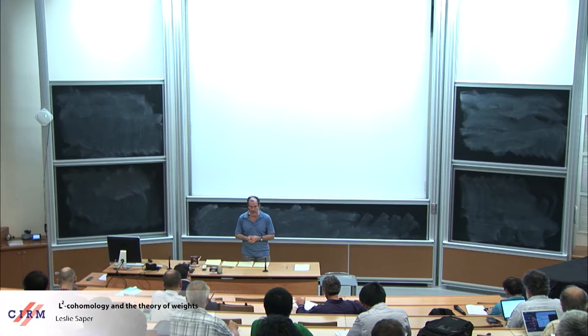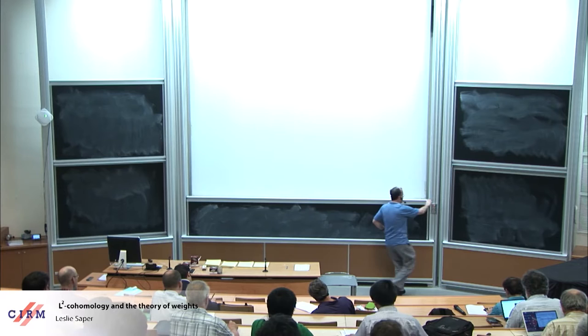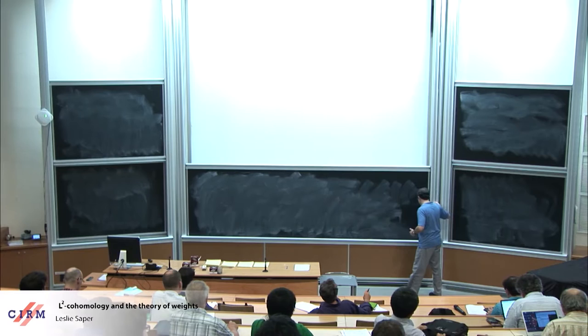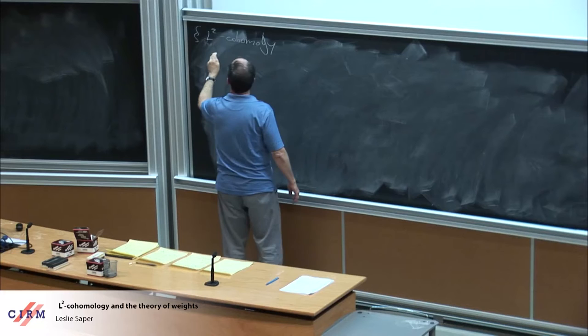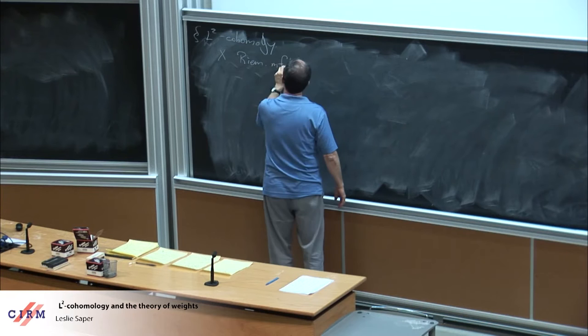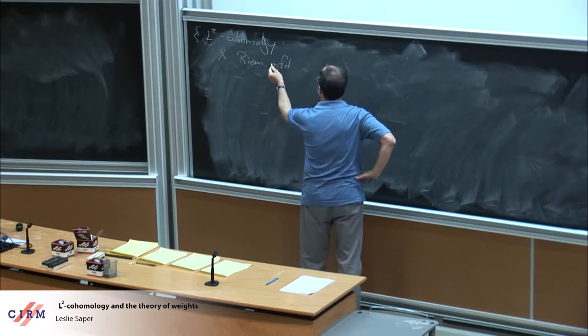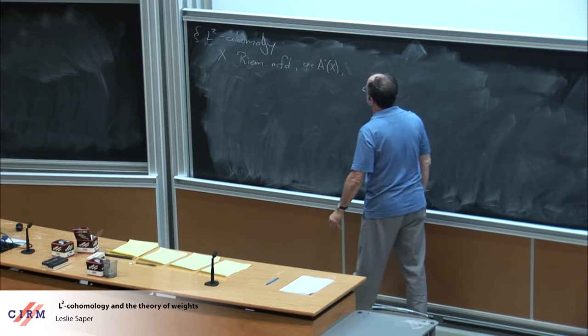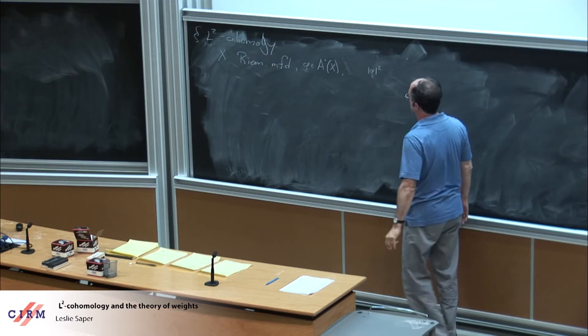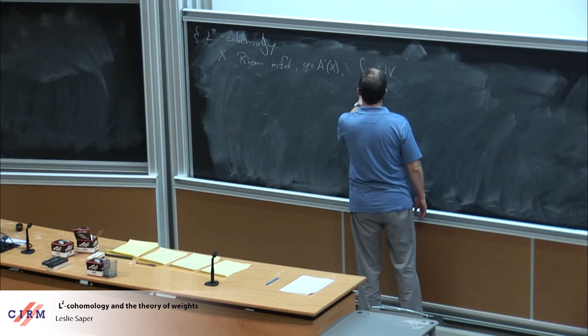So let me begin, though, by briefly recalling what I mean by L2-cohomology. So, X will be a Riemannian manifold, and phi is a differential form, say, on X. Then using the Riemannian manifold, we get a metric on the cotangent bundle and hence on the wedge power. And so we can look at the pointwise norm squared of this form. We also get a volume form. And then we can impose the condition that we want the L2 norm of this to be finite.